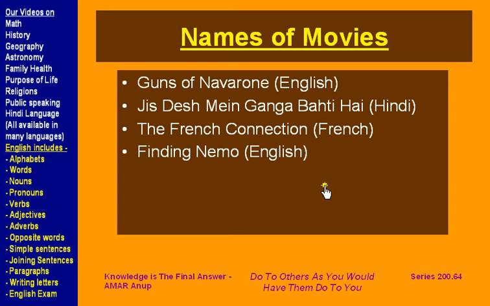Another example, it's a French movie called The French Connection, and you see again the first alphabet in the name of the movie. All the words in the movie are capitalized. Another children's movie, Finding Nemo, F in Finding and N in Nemo are capitalized.